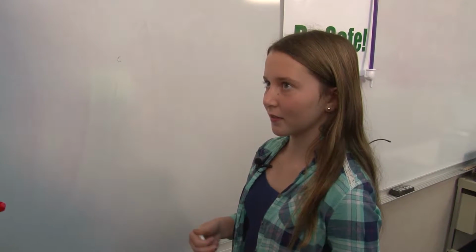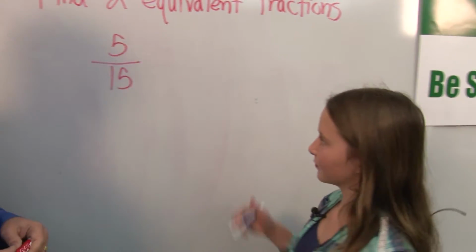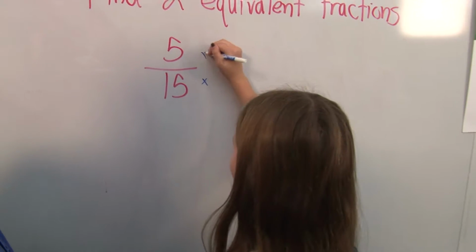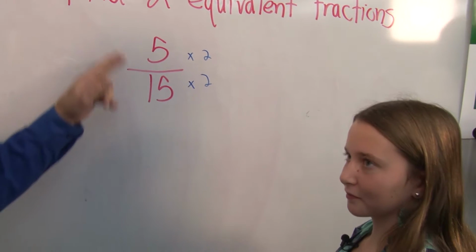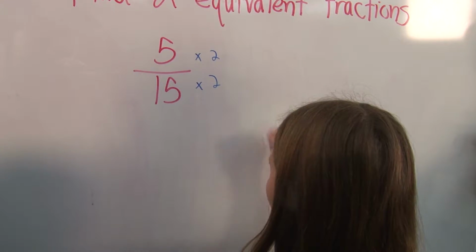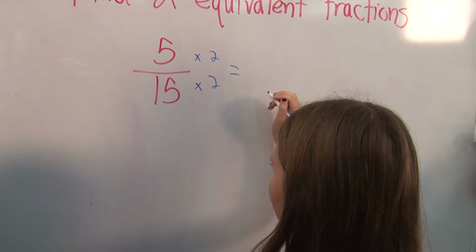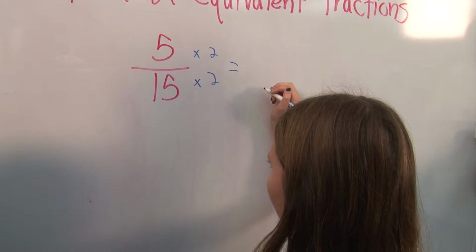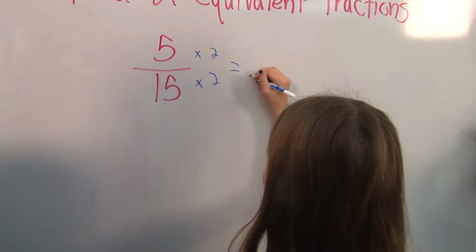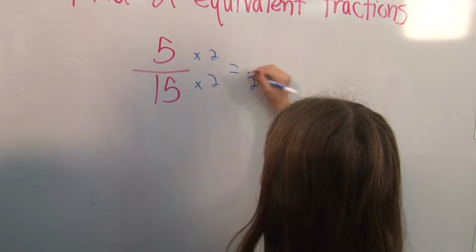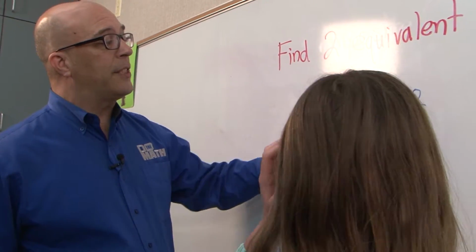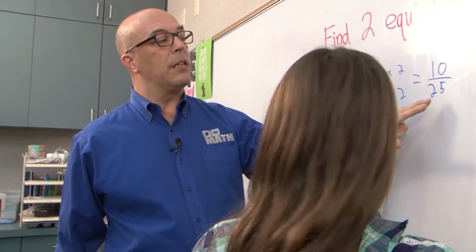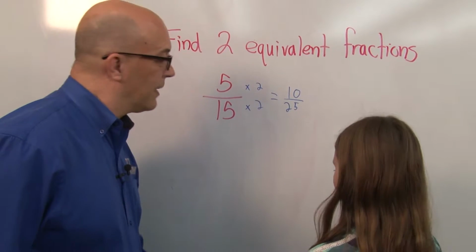Times it. You want to times it? By what? By 2. All right, so go ahead and take it away. Because whatever you do to the top, you have to do to the bottom, right? Yes. Okay, so go ahead and keep on going. So 5 times 2 is 10, and then 15 times 2 is going to be a little more than 25. Okay.